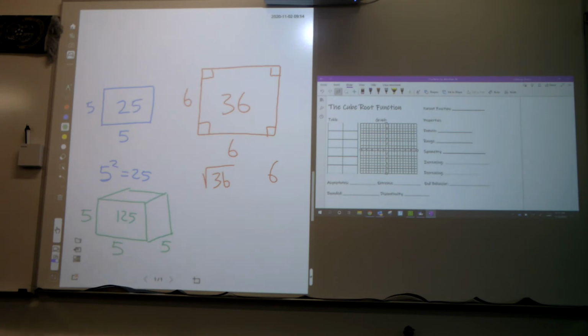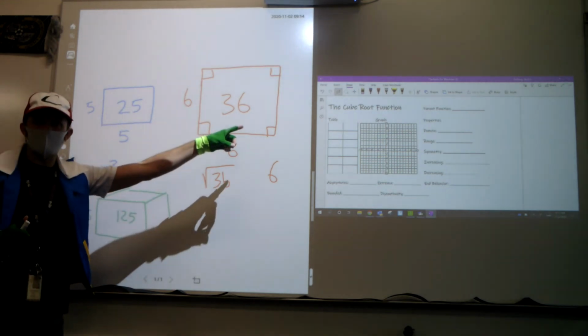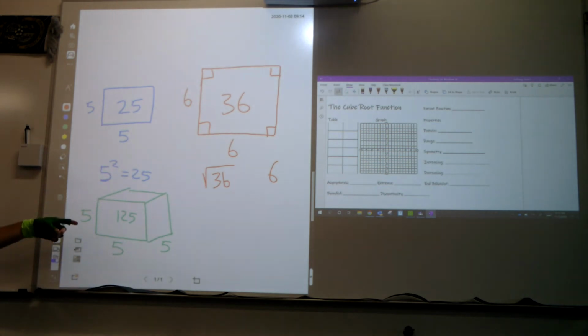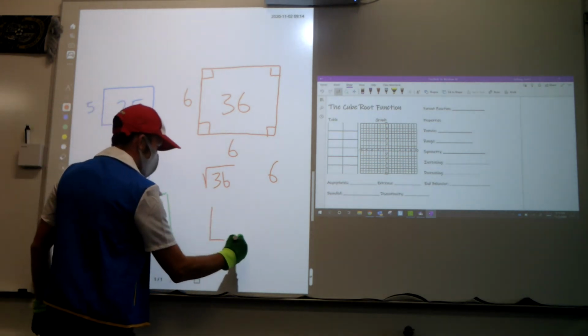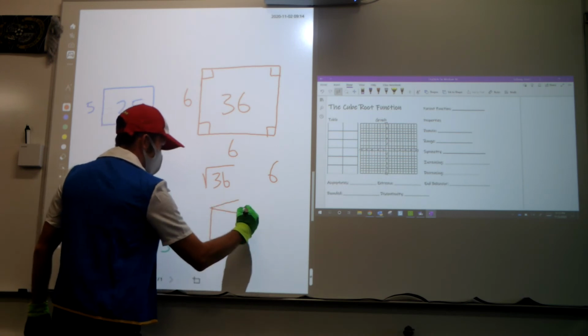So to square a number is you times it by itself twice. Cube is 3 times. What's the opposite of cubing a number? The opposite of a square is a square root. What's the opposite of a cube? Thanks, class. All right, here we go. Let's draw a picture here.